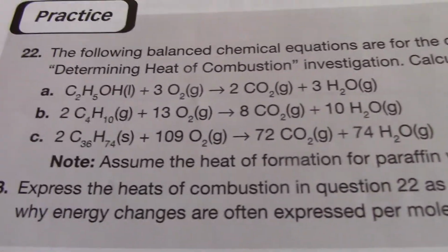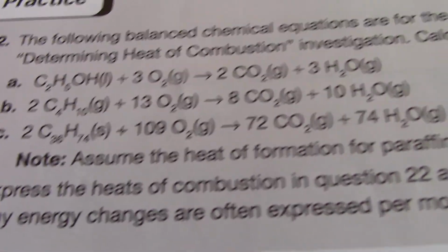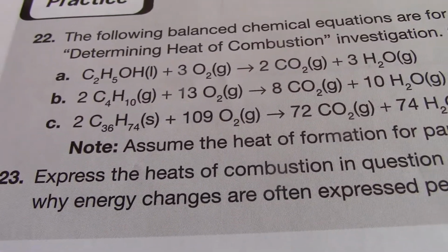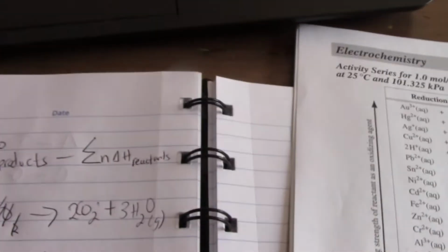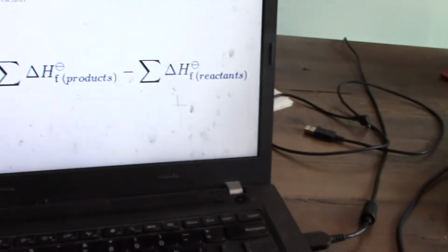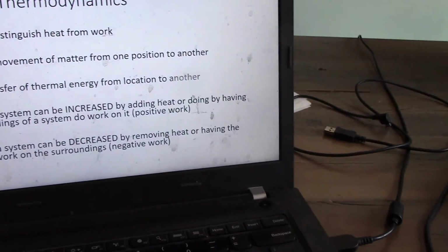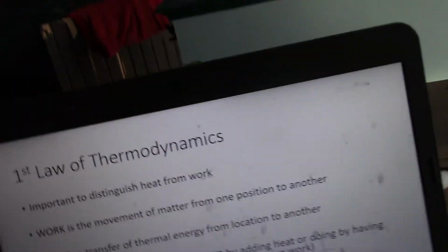Okay, you would do the same thing for C, looking at paraffin wax. Because there's 2 moles, you would divide your answer by 2 to get per mole for question number 23. Okay, so that's enthalpy of formation. This helps us explain thermodynamics, right?